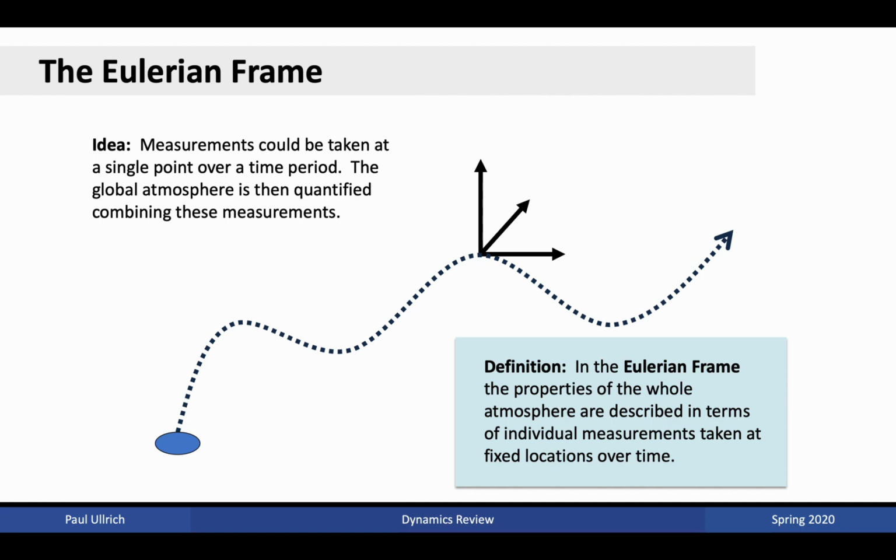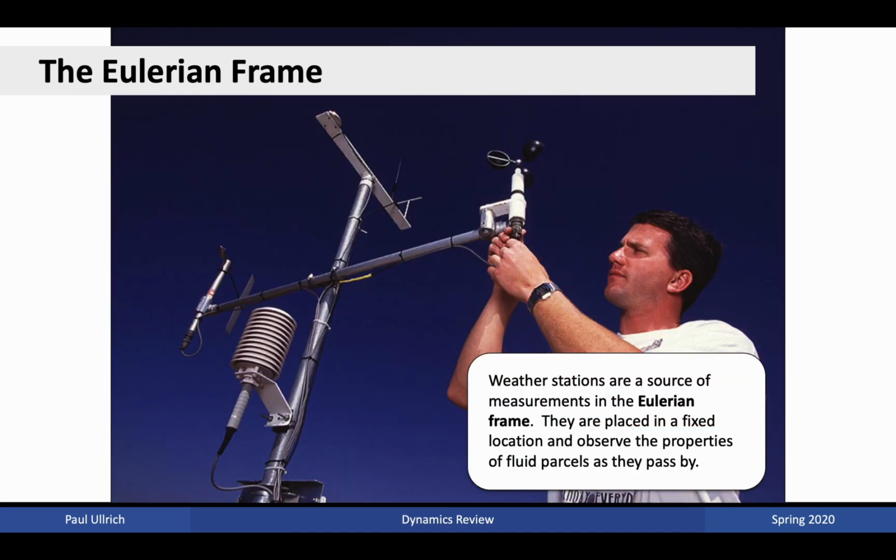The Eulerian frame is this alternative way of measuring the atmosphere. In this context, we consider a single point and measure the atmosphere over a long time period. In the Eulerian frame, the properties of the whole atmosphere are described in terms of individual measurements taken at fixed locations over time. An example of a way of measuring the atmosphere in the Eulerian frame is through weather stations. Here, for instance, we see measurements of local wind speed, temperature, as well as barometric pressure. Typically, these weather stations are placed in fixed locations and observe the properties of fluid parcels as they pass by.